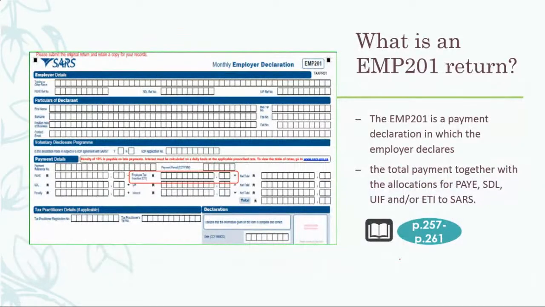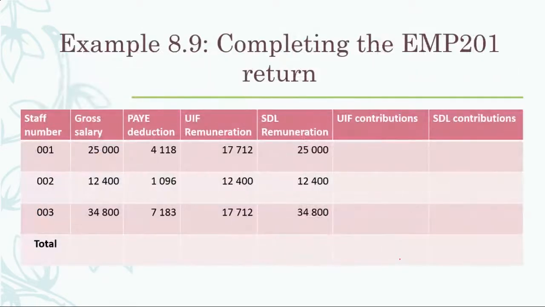Okay, the last thing I want to look at is what is an EMP 201 return. This is the return that we fill in for tax purposes to declare the taxes, the UIF, the SDL, and the pay as you earn that we've deducted from our employees and need to pay over to SARS. Now let's quickly look at an example just to show you. Here I've given you the gross salary, their pay as you earn deduction, UIF remuneration, and SDL remuneration. Now remember I said this is remuneration, so the contributions, the deductions, would be based on 1% of this.